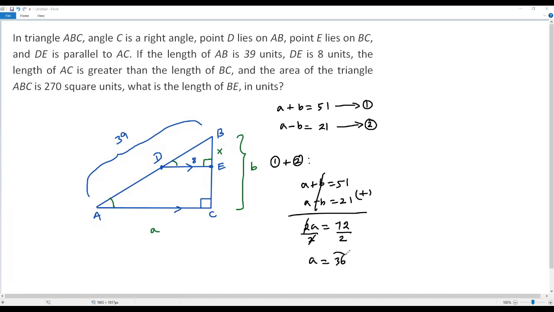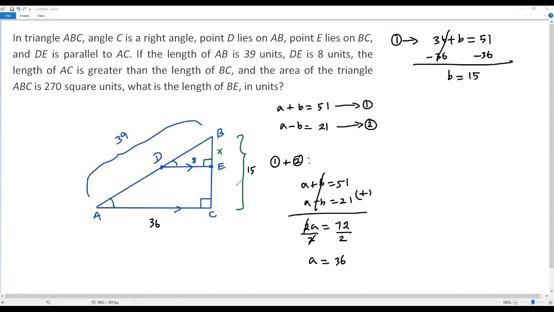Now let me plug in this value 36 for a in one of these two equations to solve for b. Let me plug into the first equation. Then we get 36 positive b equals 51. Let me subtract 36 from both sides of this equation. Then this one will cancel. b equals, when I simplify this one, I am getting 15. Here I got the values of the lowercase a and lowercase b. Now let me replace them with their values. The value of a is 36 and the value of lowercase b is 15.